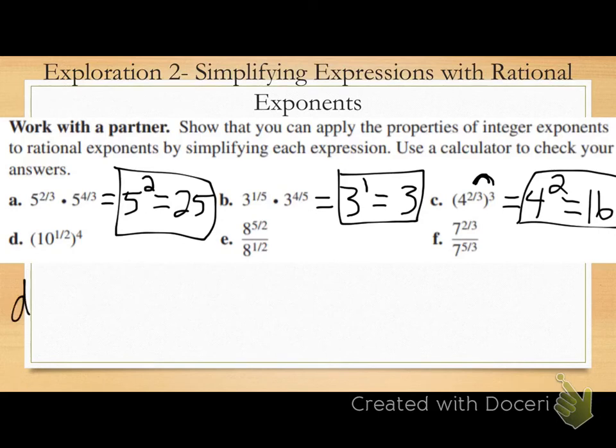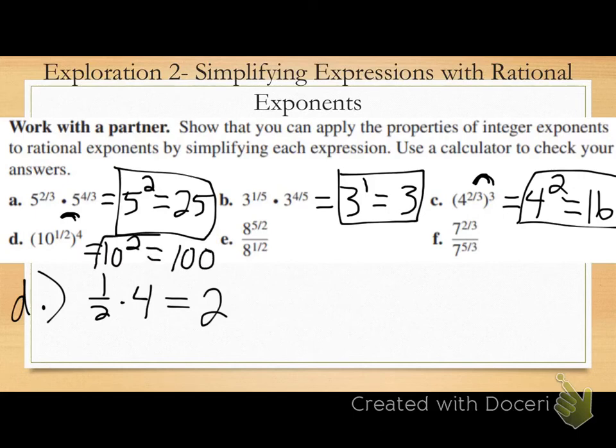Letter D is similar to letter C. I have 10 to the 1/2 to the 4th power. What do I need to do here? Got a power raised to a power. What do I do with those exponents? Multiply them. So I've got 1/2 times 4. What's half of 4? 2. So I get 10 to the second power, which is 100. Any questions on letter D? Everyone okay with that?